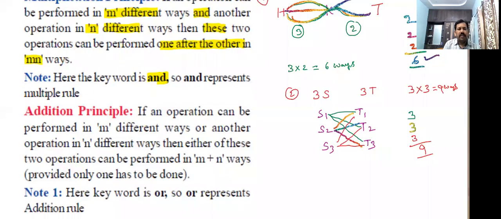Next, the addition principle. If an operation can be performed in m different ways or another operation can be performed in n different ways, then either of these two operations can be performed in m plus n ways. That means provided only one has to be done. So here the keyword is 'or'. Or is there means use the addition principle. And is there means the multiplication principle.